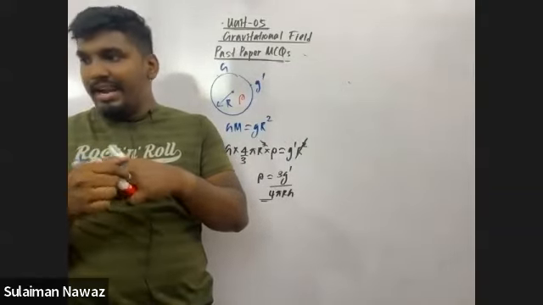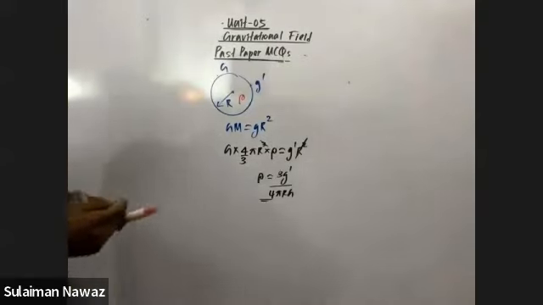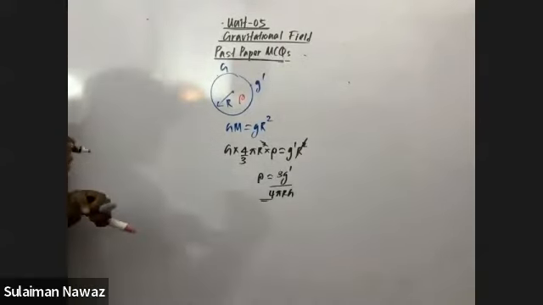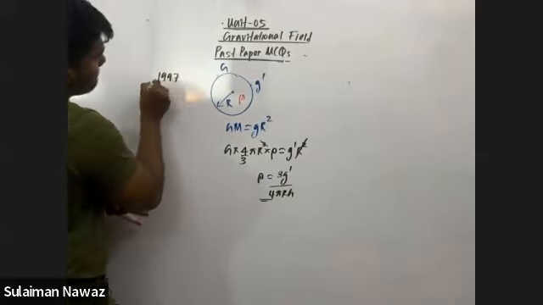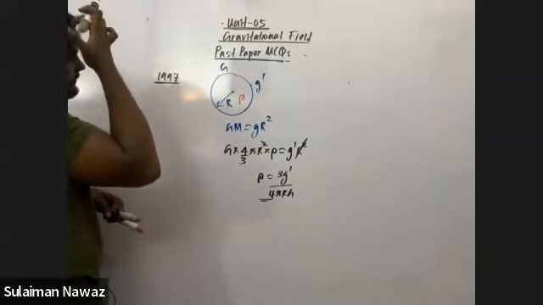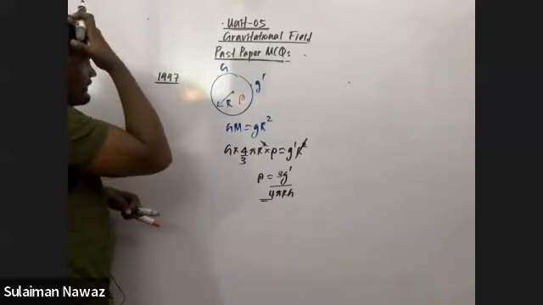1997, sorry, 1997. Now 1997, look at it. Now this case, what is the equation for gravitational acceleration, if not gravitational field intensity?